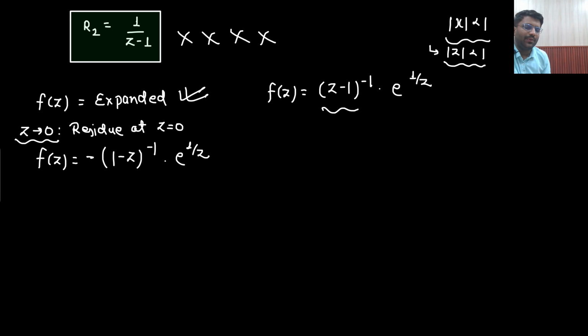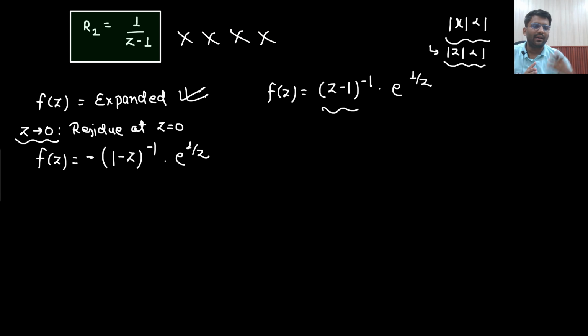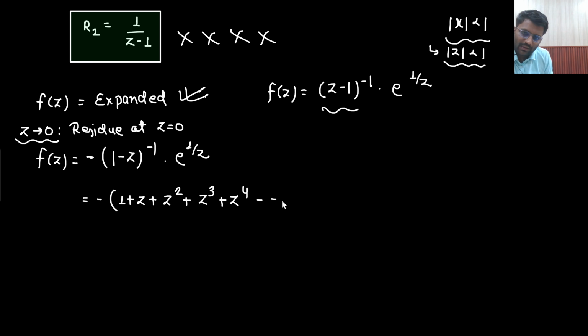You are finding the residue at z equals 0. That means you are supposed to expand around z equals 0, that means mod of z is less than 1. So yes, this expansion you can do now. Do this expansion. Minus 1 you have taken outside: 1 plus z square plus z cube plus z to the power 4 and so on.